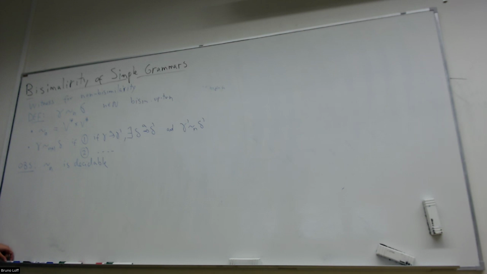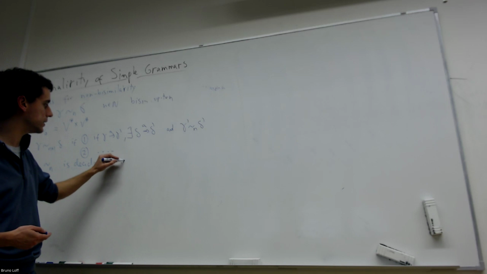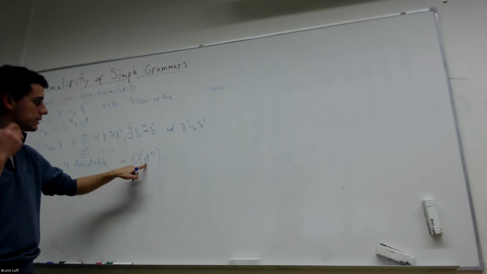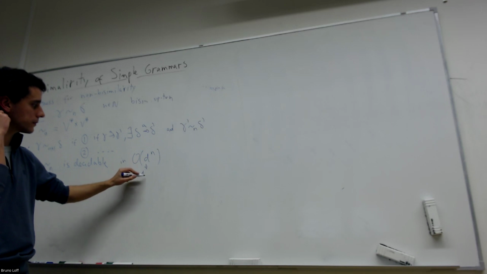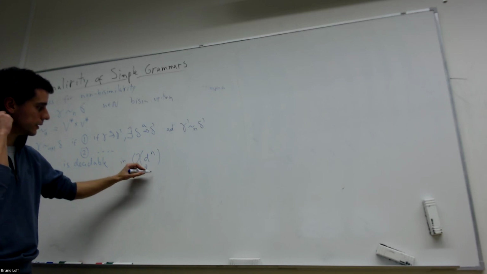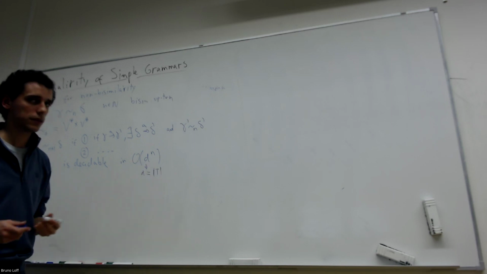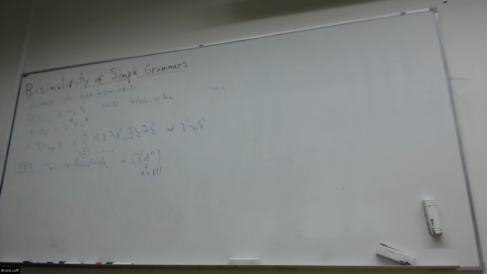I'm not going to go into detail, but I guess that here you can say that this is in O of d to the n, where d is, let's say, the number of non-terminals.